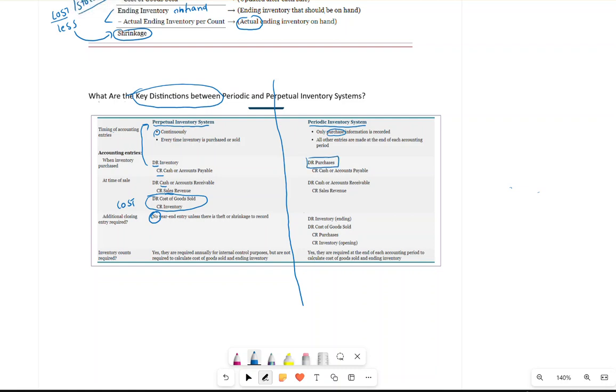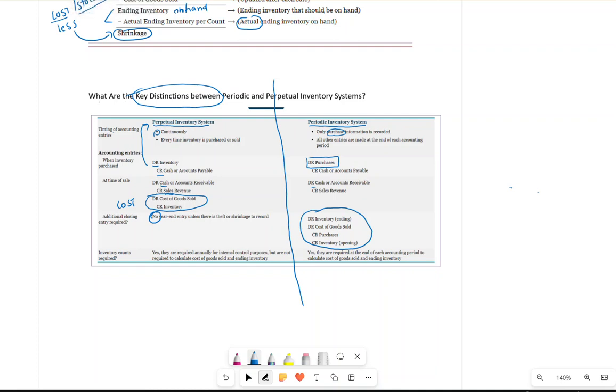Then when you sell an inventory, when you sell a product, we have a debit to cash or accounts receivable, and a credit to sales. So we update the inventory at the end of the year by closing our inventory accounts. So that's what we do.